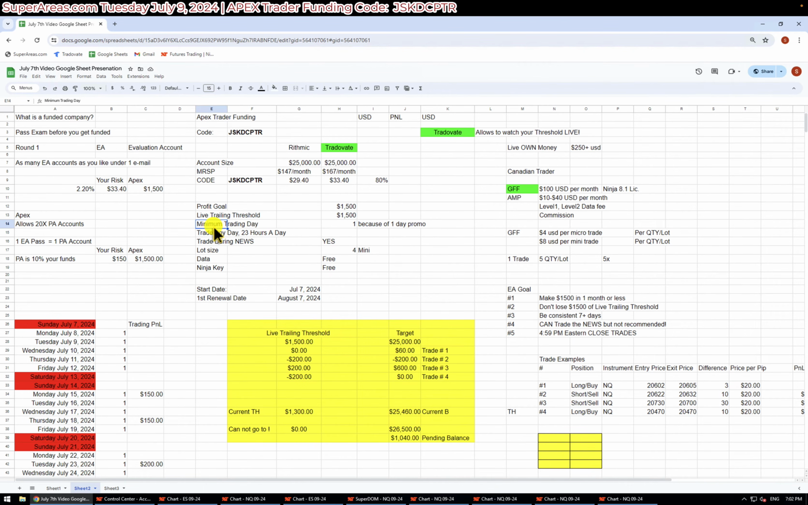Minimum, they have a promotion right now that you can pass an evaluation exam in 1 day. Of course, I can trade 23 hours a day. I can trade the news, and I was allowed mini contracts in this particular evaluation account. The data is free, Ninja is free. My start date was July the 7th, 2024, and my first renewal date was August the 7th.